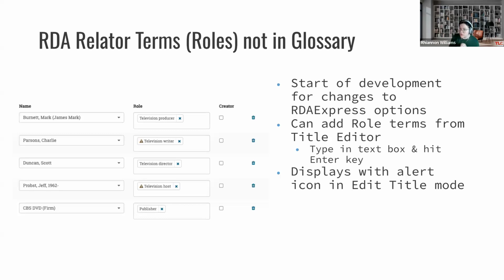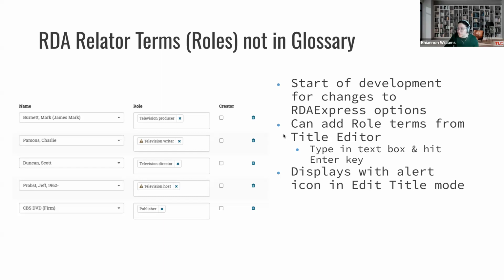So similarly to the genre terms that are not in the glossary, we have now added the ability to display RDA relator terms, or those roles that are not in the glossary. And they display with the little alert icon. We also allow for the addition of role terms from the title editor that are not in the glossary. I'll show what that looks like. Similarly to adding qualifying information, you type in the text box, hit the enter key, and it adds it as a new subfield.